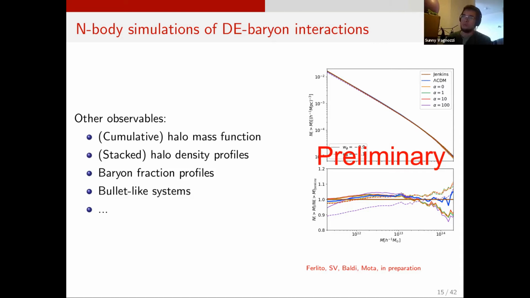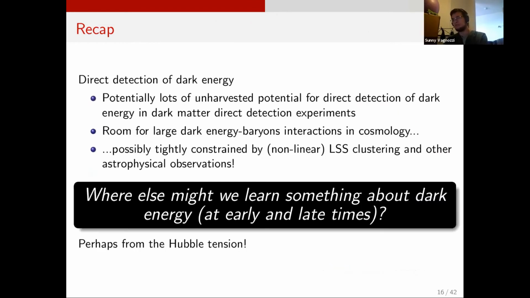This is all ongoing work, so hopefully there will be more in the next month. So I've come to the first half of my talk, and I hope I've convinced you so far that there's, in my opinion, lots of potential to search for non-gravitational signatures of dark energy, both on Earth in experiments which are otherwise searching for dark matter instead, and even in cosmology and astrophysics if you go to nonlinear scales.